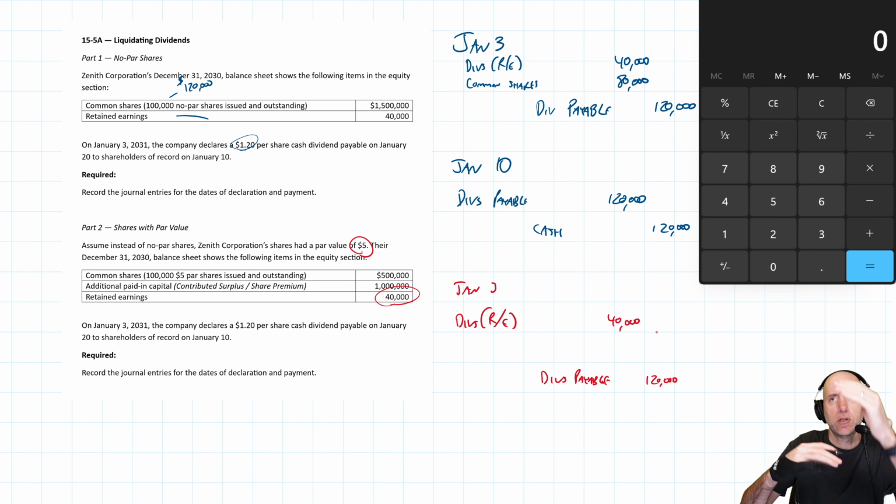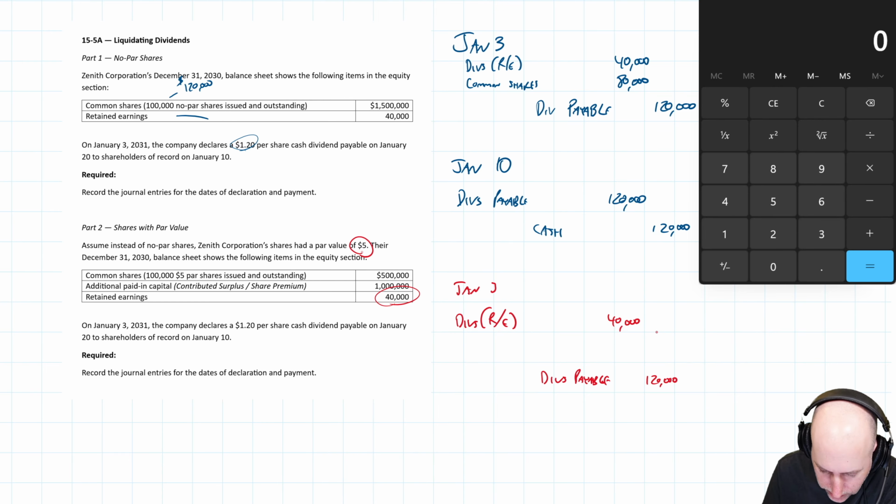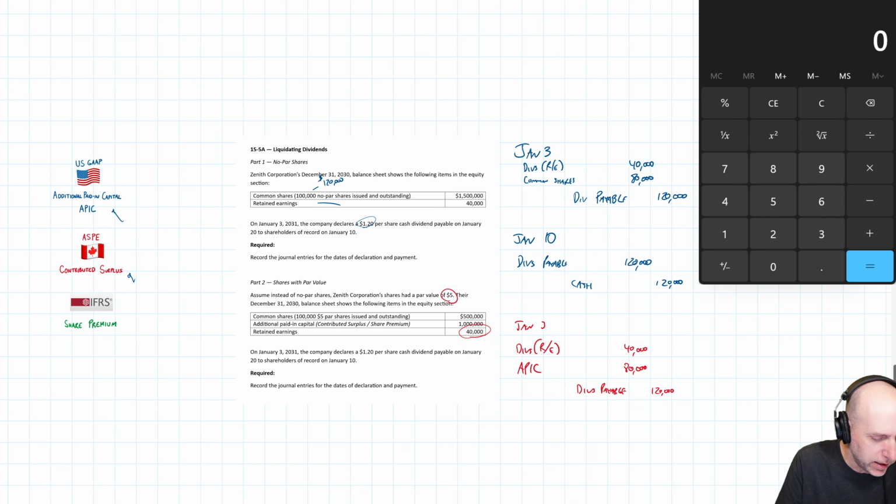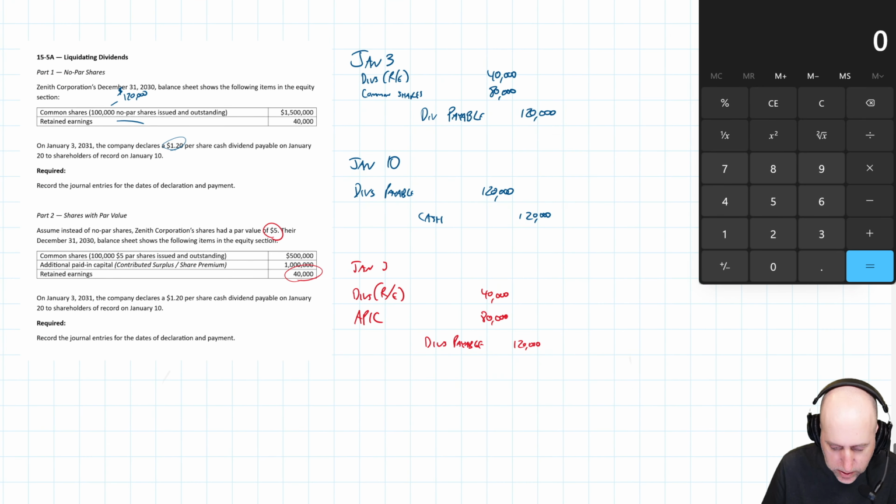But this time we don't have to do some proportional thing. It all comes out of additional paid in capital, right? We want to keep our common shares at par value, and so it's just going to come out of additional paid in capital, $80,000. That's additional paid in capital for my American cousins, and for my Canadian brothers and sisters, it is contributed surplus that you'll be hitting there.